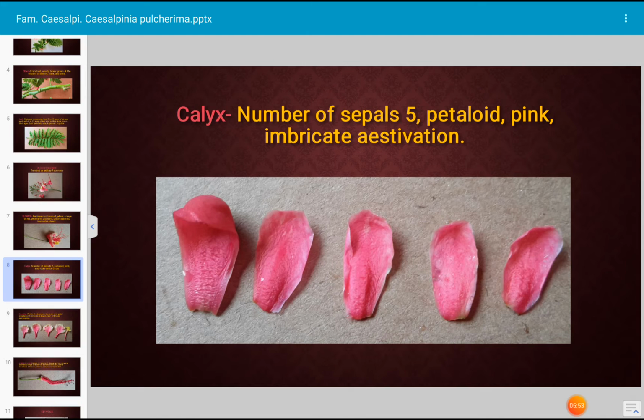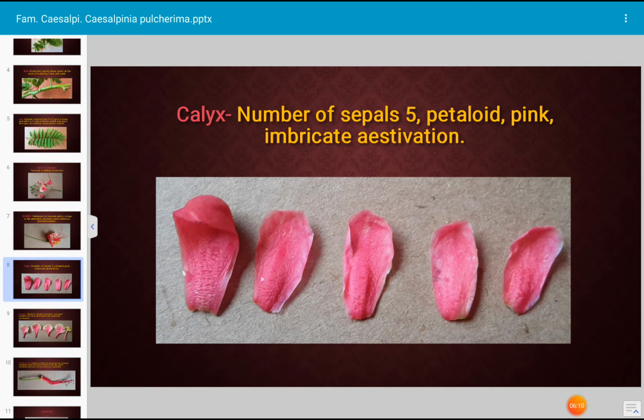Okay, and the color of the sepal, in many plants, is green, but in this case the sepals are pink colored. Hence it is described as petaloid. They are a very attractive and beautiful pink color.